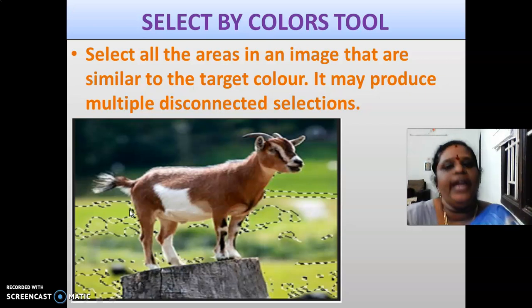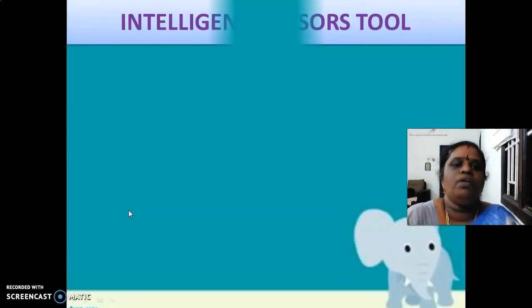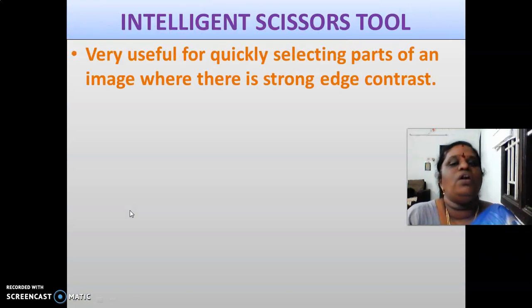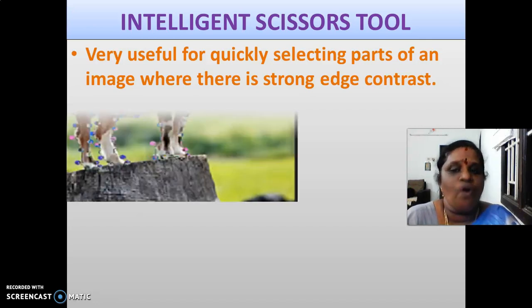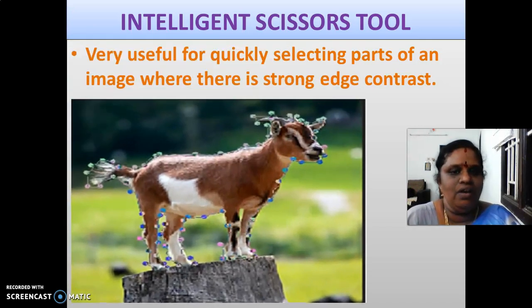Okay. The next is intelligent scissors. What is meant by intelligent scissors? It is a very useful tool for quickly selecting parts of an image where there is a strong edge contrast, like this. See here, according to the edge contrast, it can be selected like this. While using it practically, we can understand it in a better way.